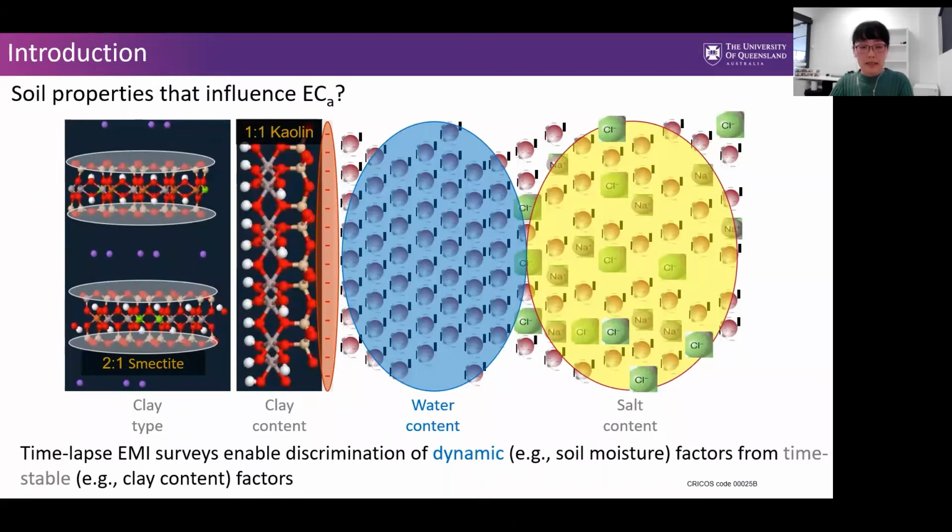Because soil properties such as the clay type and the clay content are more time stable compared to the soil moisture, conducting time-lapse EM surveys will enable a distinction of soil moisture effects on the ECa from the effects of other more time-stable soil properties, such as clay type. So this will enable the EM approach to be used to predict the soil moisture content and the changes in the soil moisture profile.